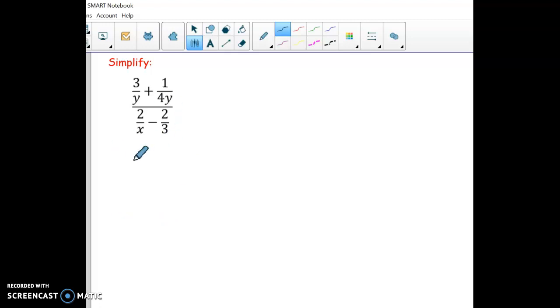So our goal is to get it to be a single fraction in the numerator, single fraction in the denominator. That's the first step. Okay, so for this particular one, if we take this one times 4, they'll both be 4y denominators. So we're going to have 12 over 4y plus 1 over 4y. So we'll be able to add those together here in a second.